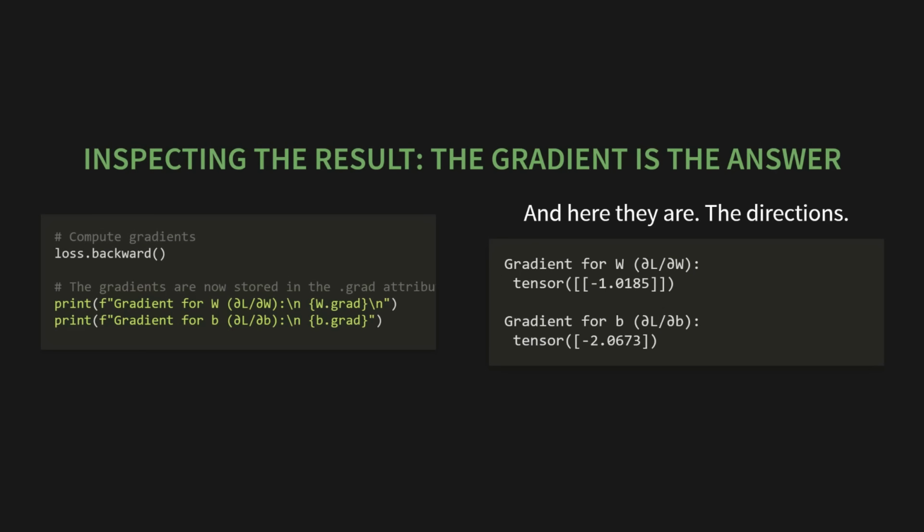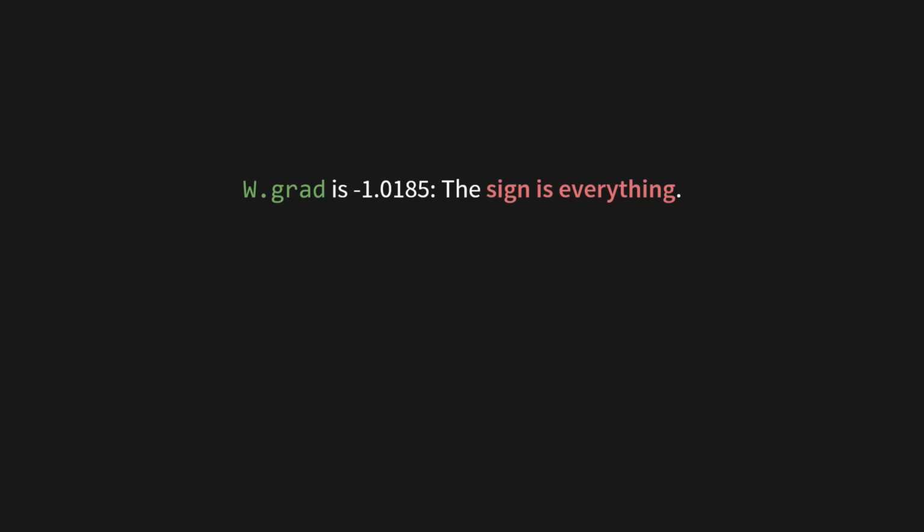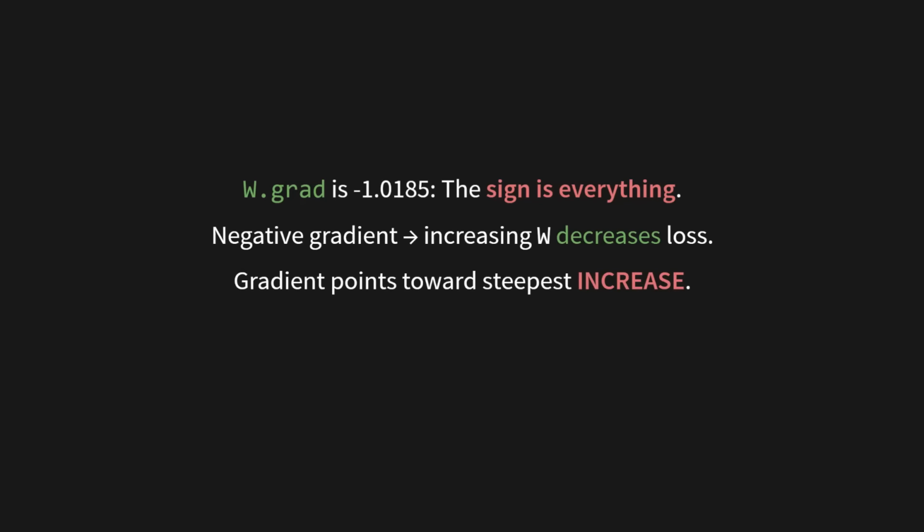The gradient for W is a tensor with negative 1.0185. And the gradient for B is a tensor with negative 2.0673. This is the aha moment. What do these numbers actually mean? Look at W.grad. It's negative 1.0185. The sign is everything. A negative gradient means that if we were to increase W, the loss would decrease. The gradient always points toward the steepest increase. So to minimize the loss, we need to go in the opposite direction.